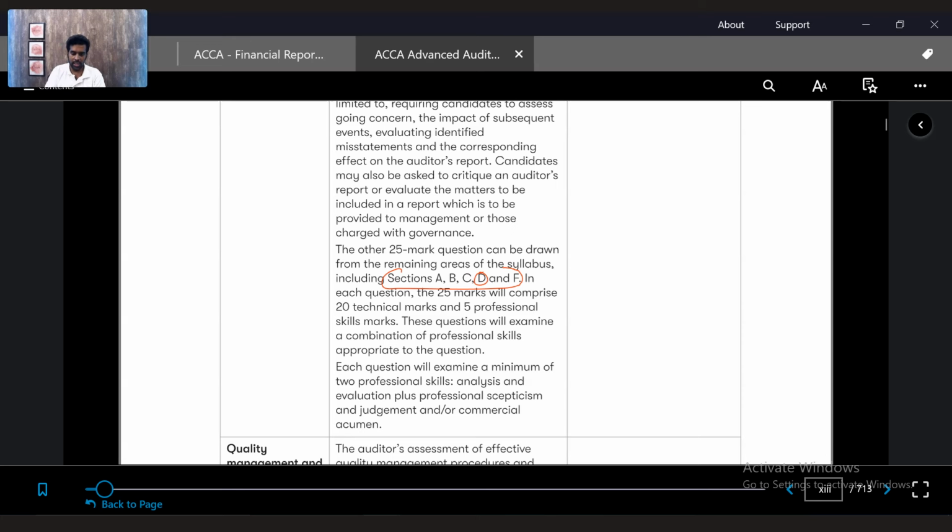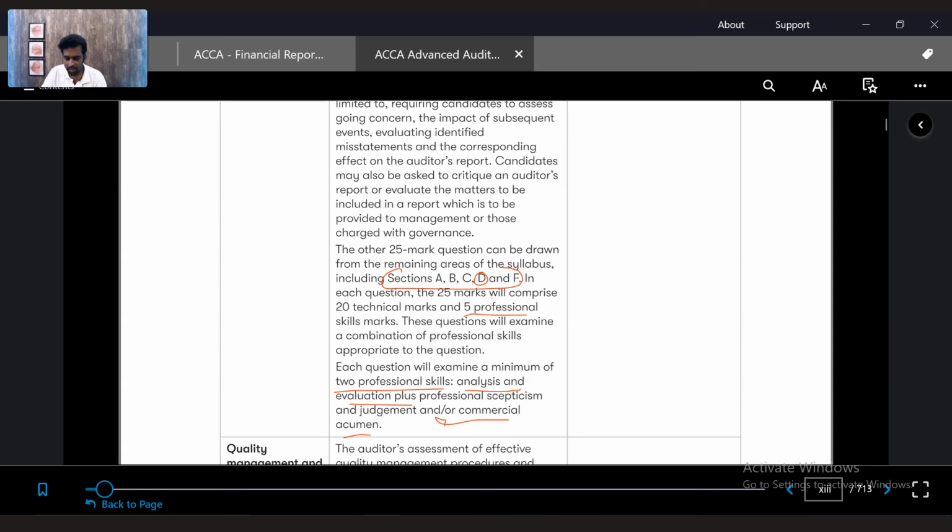Again, each question has professional marks involved, up to 5 marks for each question. So again, 10 marks for the two questions that are being asked here. So 5 professional skills marks for each question, and each question will have a minimum of 2 professional skills that you are required to apply, which are analysis and evaluation, and professional skepticism and commercial acumen. So this part of the professional marks you will have to apply.